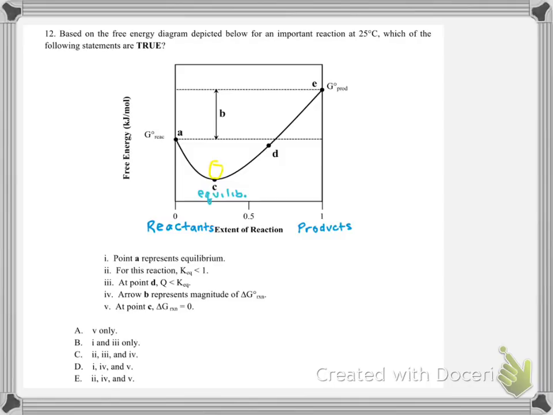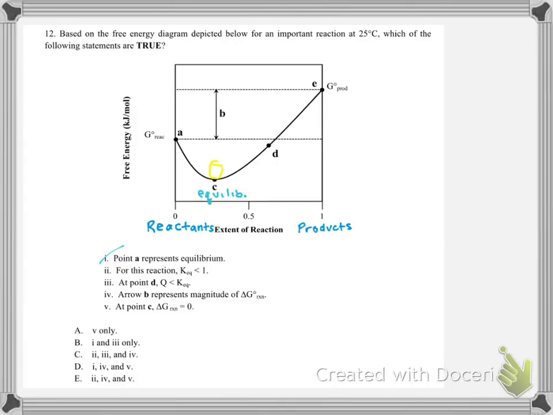Okay, so let's look at the statements that they have us evaluating. The first one says point A represents equilibrium. Okay, and we decided that's false. And also point A there would be our initial starting place that corresponds only to reactants.